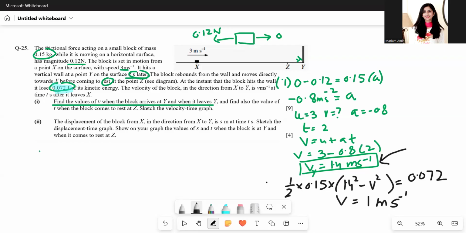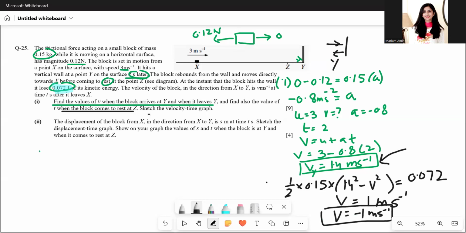The reason is that initially before the particle hit Y, it was moving in this direction. After it hits Y, it moves in this direction. So the velocity is going to be minus 1 now. Okay, that's done. Now it says that the block comes to rest at Z. Sketch the velocity time graph.